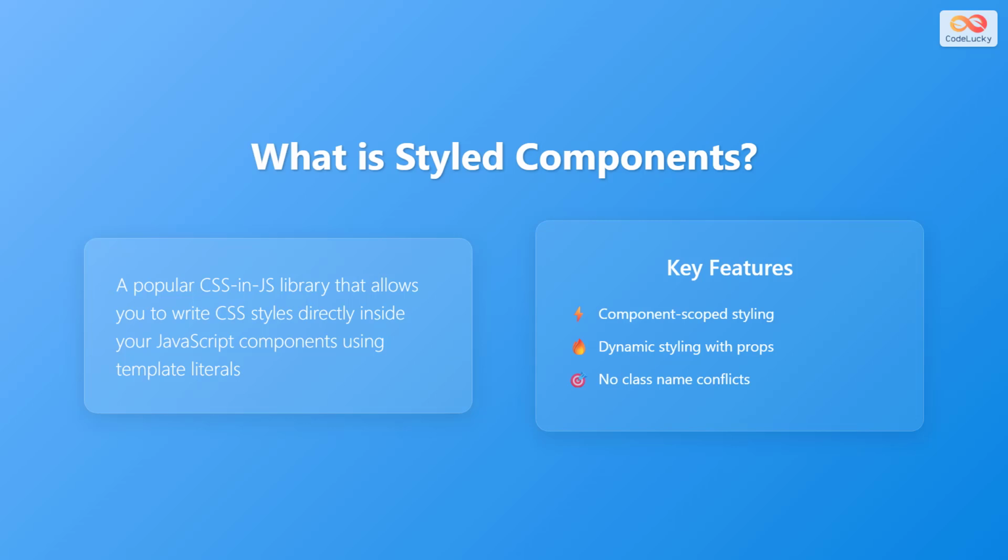It allows you to write CSS styles directly inside your JavaScript components using template literals. With styled components, each component manages its own styles. Here are some of the key features. The first feature is component scoped styling, ensuring styles are encapsulated within the component. The second is dynamic styling with props, adapting styles based on component properties. And the third is the elimination of class name conflicts, preventing styling clashes in your application.